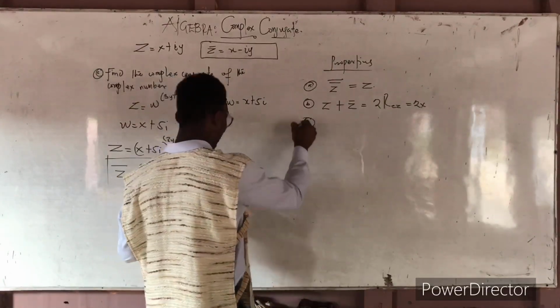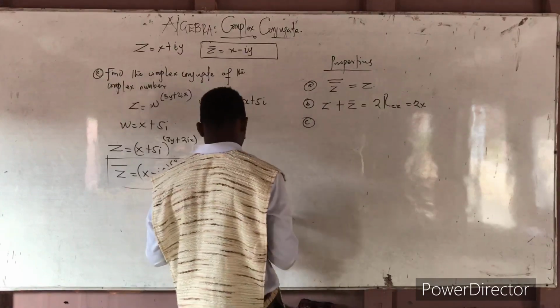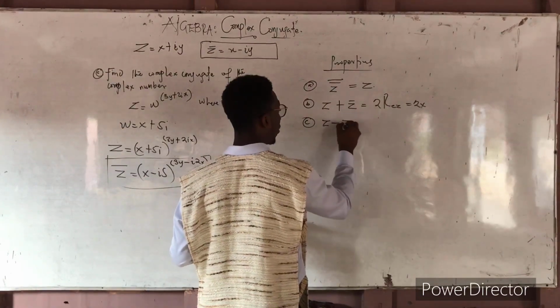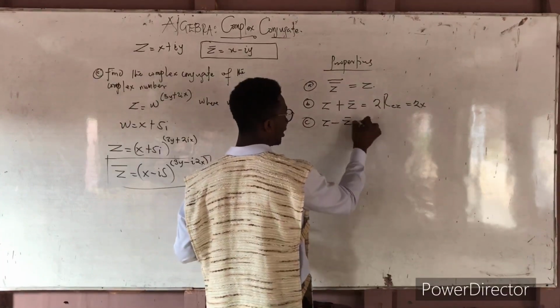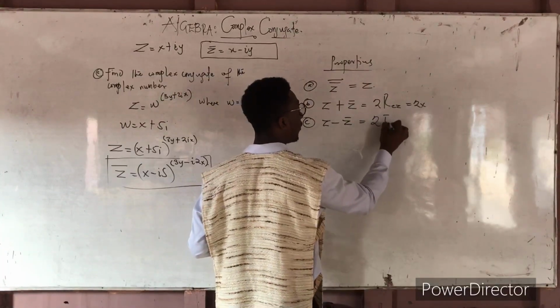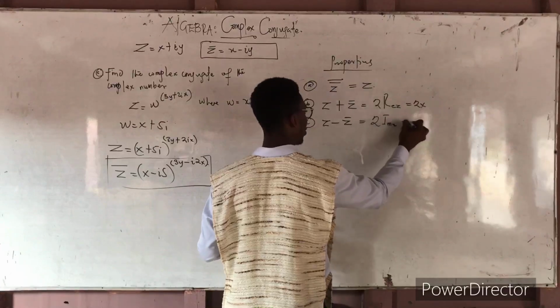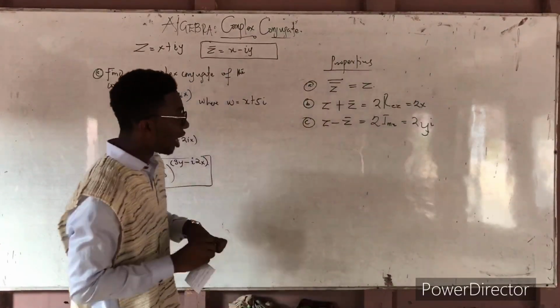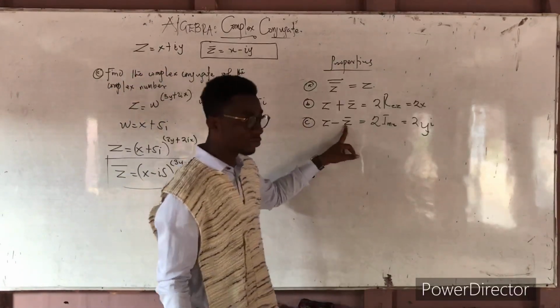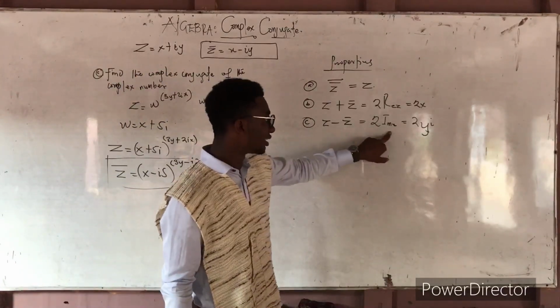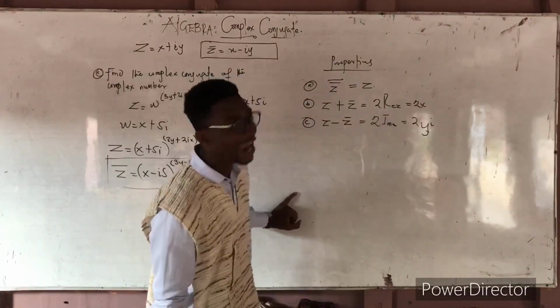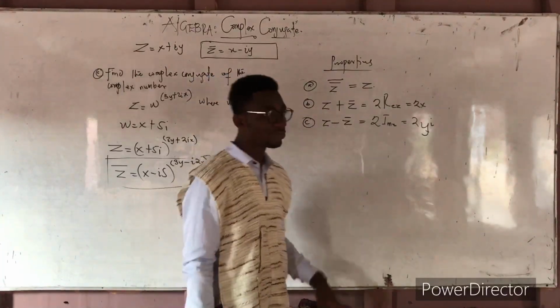And the last property says that if you have a complex number minus its complex conjugate, it is equal to 2 times the imaginary part, and that is equal to 2yi. So if you have a complex number minus its complex conjugate, it's 2 times the imaginary part, and that is 2yi. You can prove that from what I did here for the second property.